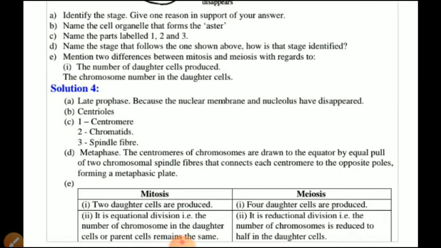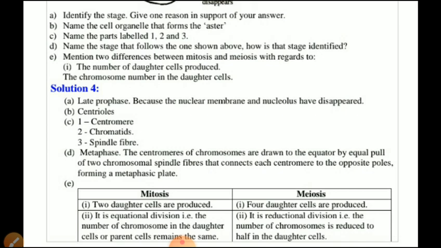Coming to question D. Name the stage that follows the one shown above. How is that stage identified? The answer is metaphase. During metaphase, the centromeres of chromosomes are drawn to the equator by the equal pull of two chromosomal spindle fibers that connect each centromere to the opposite poles, forming a metaphasic plate.